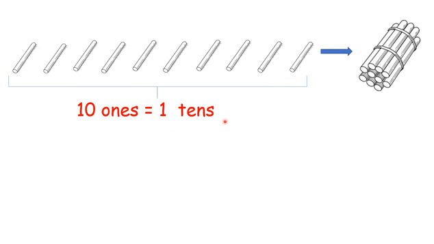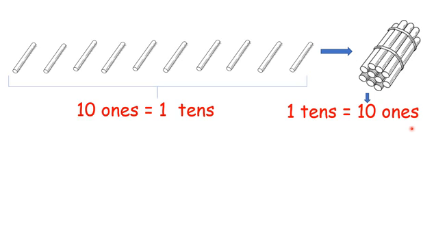Did you understand, children? Now, when we are talking about this bundle here, we call it 1 ten, which is equal to 10 ones. This 1 ten has 10 ones.